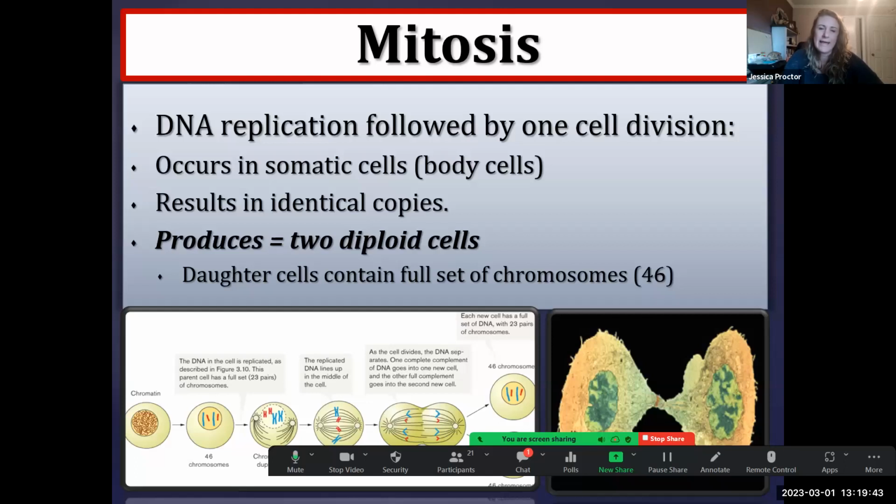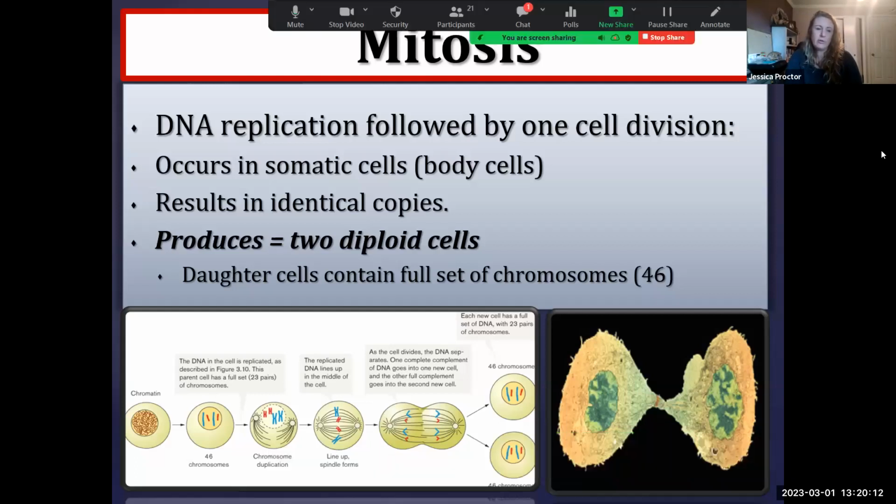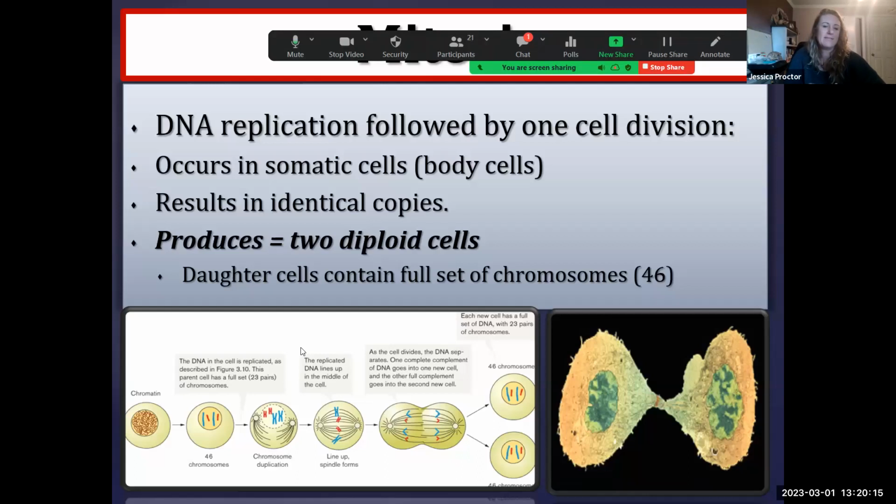All right, so mitosis occurs in and produces identical diploid somatic cells. It involves DNA replication followed by one cell division. It occurs only in somatic cells, only in body cells, and it results in identical copies. So the end result is a parent and a daughter cell, and they are both identical. So the reason it begins with DNA replication is because both the parent cell and the daughter cell will need a complete copy of the genome, essentially, a complete copy of all 46 chromosomes. So the actual division part is broken into what we call prophase, metaphase, anaphase, and telophase.